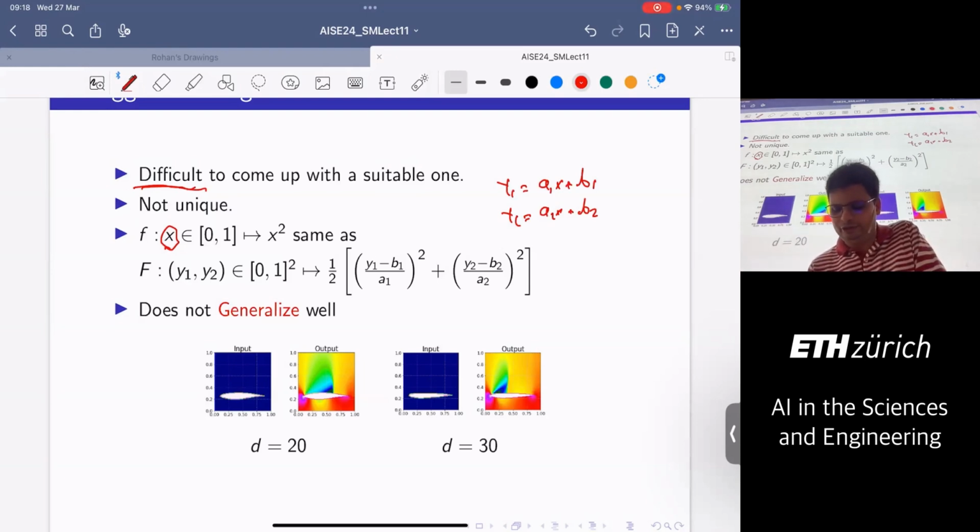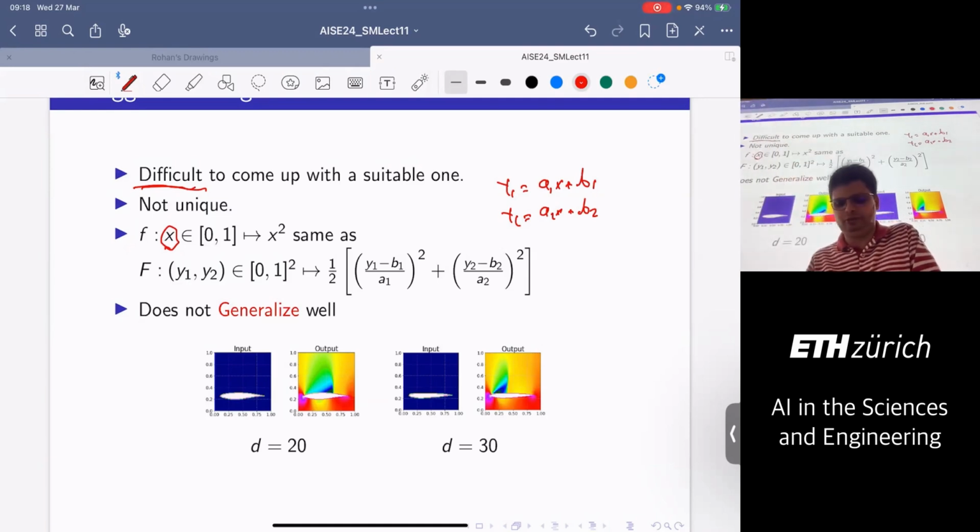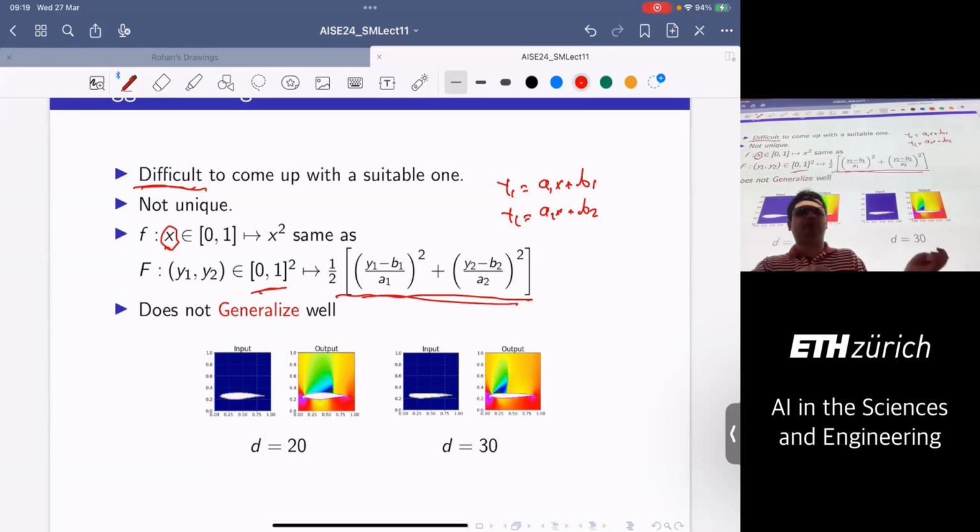And I can rewrite my function, instead of a function from one parameter to a scalar output, I can write it from two parameters to a scalar output. Here I have taken half and half, but I could take 1/8 and 7/8, or 1/4 and 3/4 and whatnot. So the bottom line is that there is no unique way in which you can do the parameterization.